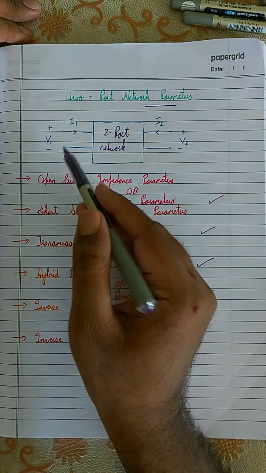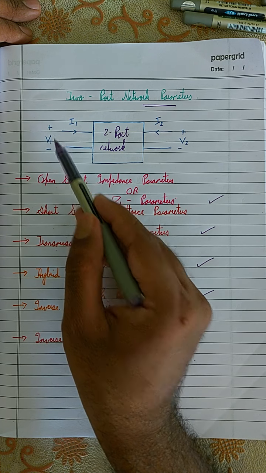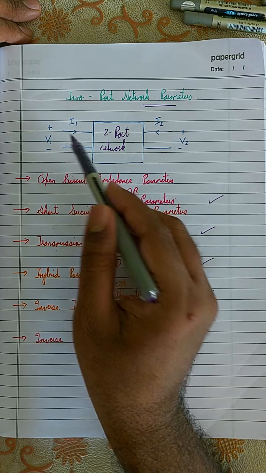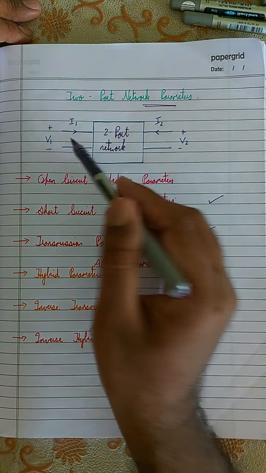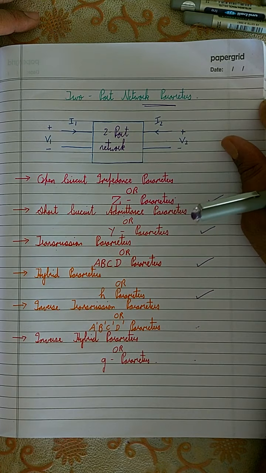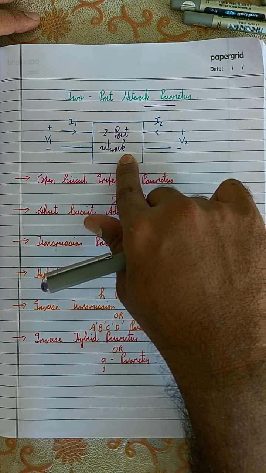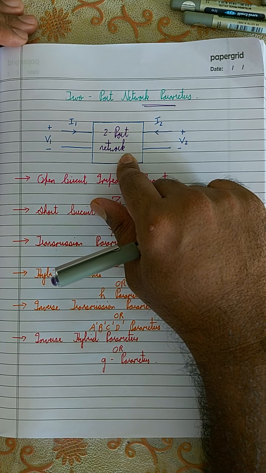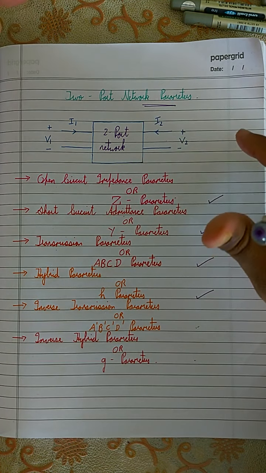And here we express V1 as the voltage across port 1, V2 as the voltage across port 2, I1 is the current through port 1, and I2 is the current through port 2. The directions of I1 and I2 are going into the circuit. This network actually represents nothing but an interconnection of resistors, capacitors, and inductors. That's all. So there is nothing new to study here.